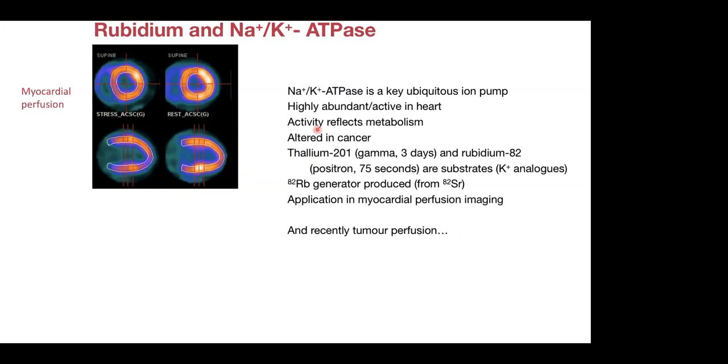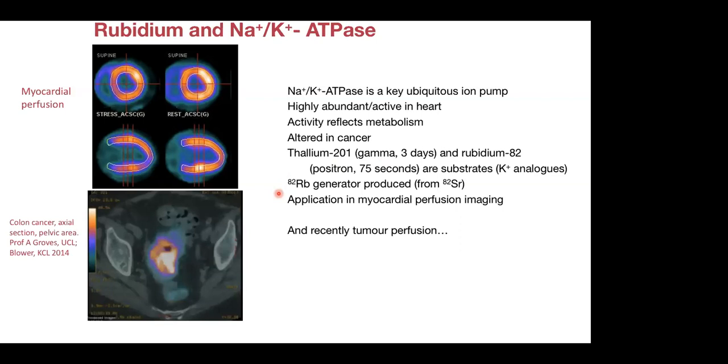But this works because rubidium is taken up into myocardial muscle cells by virtue of being a substrate for the sodium-potassium ATPase. It's a potassium analog, and the ATPase is very highly abundant in the heart. So this uptake reflects metabolism as well as blood flow, and it should be possible to dissect out the component that is due to the sodium-potassium ATPase expression. And we reason that this would also be interesting in cancer because sodium-potassium ATPase does vary in cancer and can be a marker for sensitivity to different drug treatments.